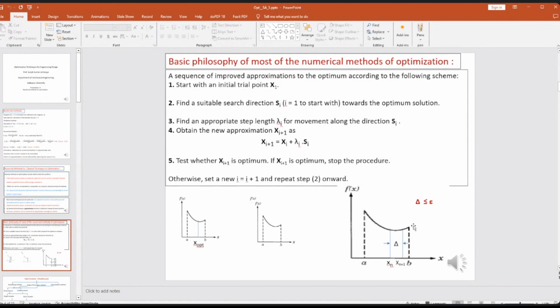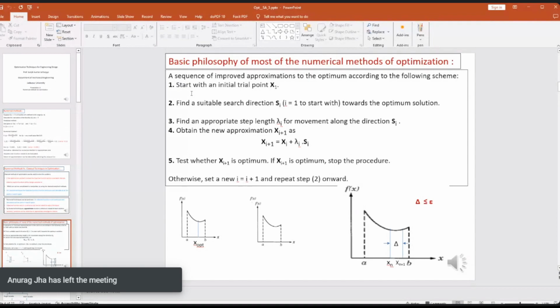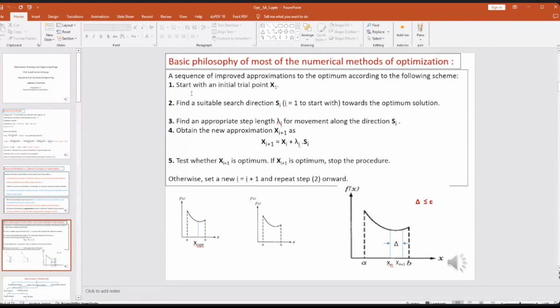So within the given search interval, we have to choose an initial point. In the function you look, the optima is given at this point. We can start with some initial point. The initial point may be arbitrary, or in some certain algorithms, it may be selected with certain logic. And after getting the initial point x1, now we have to find out a certain search direction.